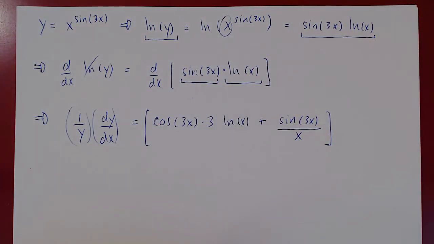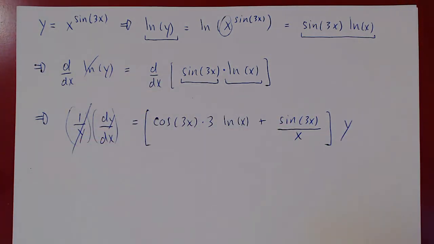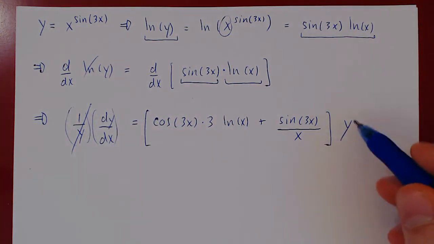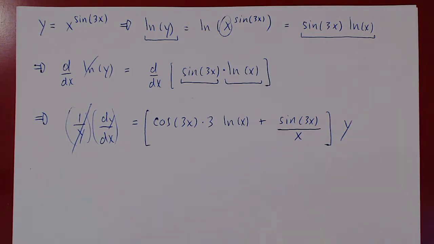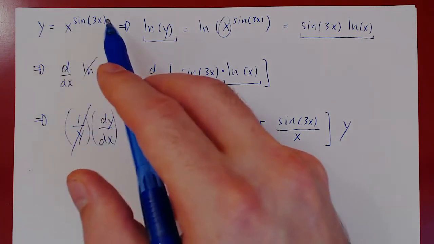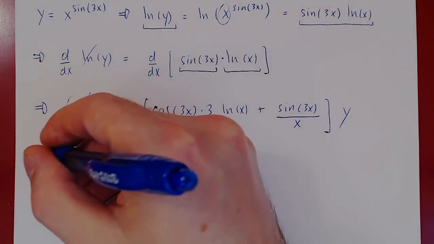So all you have to do now is multiply both sides of the equality by y, and so 1 over y cancels. And as always, whenever possible, we want to express the derivative dy over dx as a function of x only. This will not be always possible, but in this case it is because y is x to the sine of 3x. So we now have our derivative.